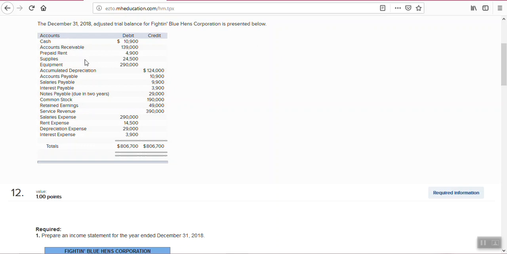So we need to find the revenues and expenses in this chart, and since they listed them in the right order, I think the easy thing to do is find the revenue. If you can find the revenue, then everything below it should be expenses, and everything above revenue should be assets, liabilities, or equity accounts that are going to go on your balance sheet, or to some degree, your statement of owner's equity.